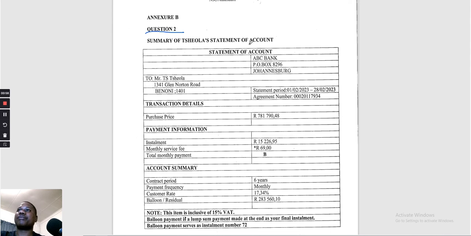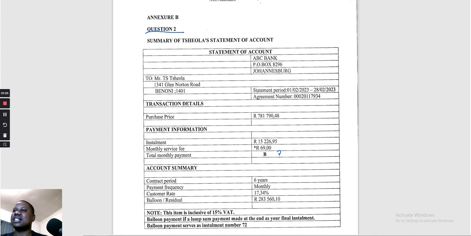So there we see the summary of that statement. We can see all the details, the purchase price, we can see the address, we can see the installment, the monthly. We can see that we are not given the monthly repayment, which is denoted by B. We can see the account summary, contract 6 years, payment frequency is monthly, the customer rate 17.34%, the balloon that is 283,560. Then they say, note, this item is inclusive of 15% VAT.